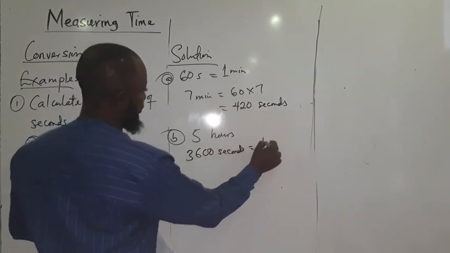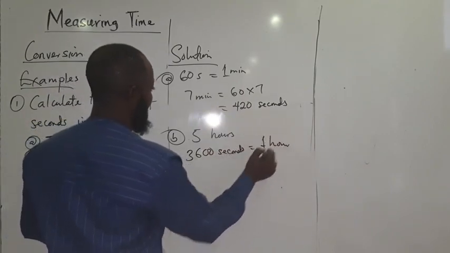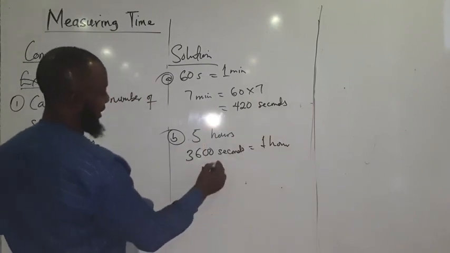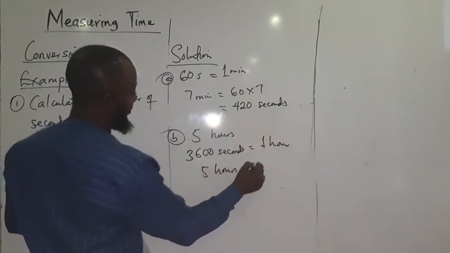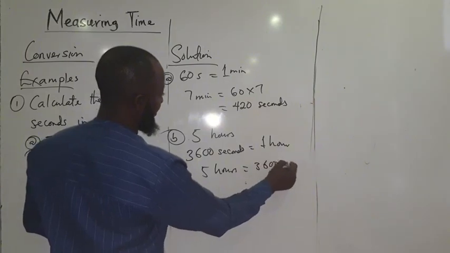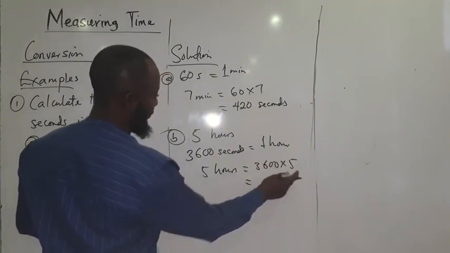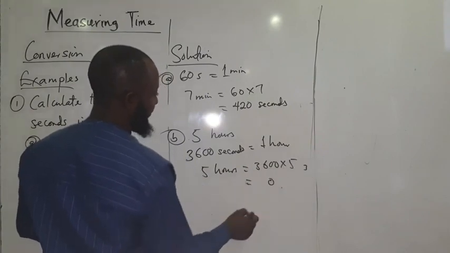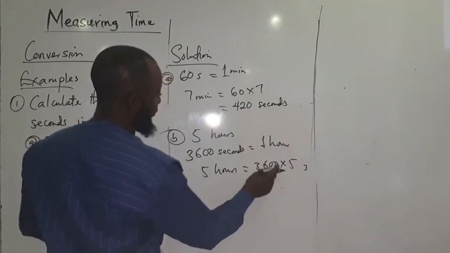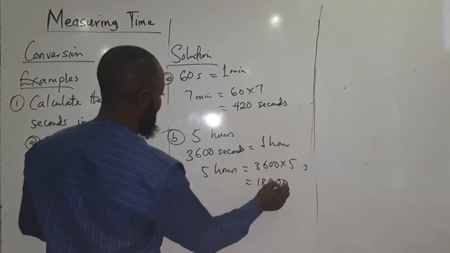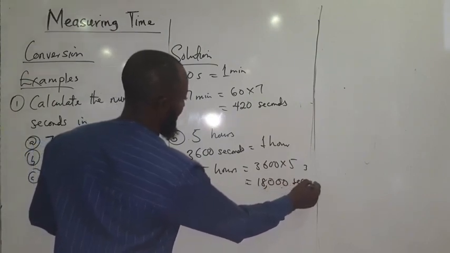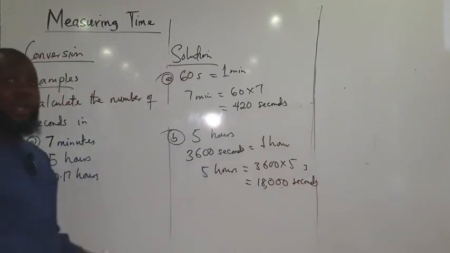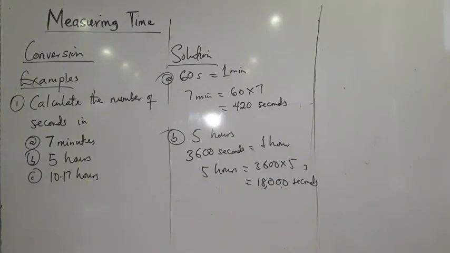Equals 1 hour. So that means 5 hours will be 3,600 multiplied by 5. So 5 times 6, that is 30. Carry 3. 5 times 3, 15, that is 18. So we have 2 zeros. So that is 18,000 seconds. That will make up 5 hours. I hope this is very clear.